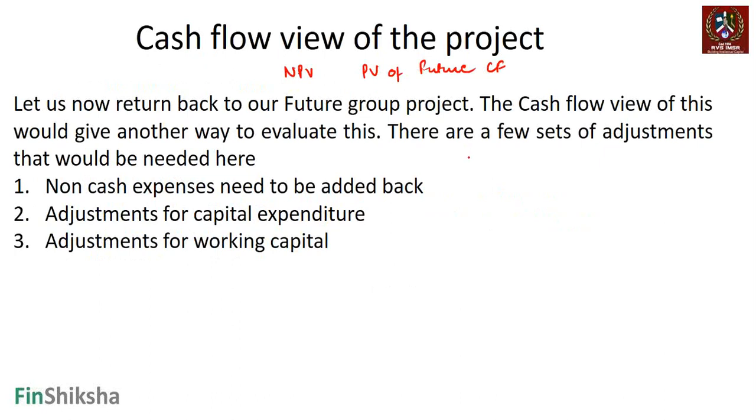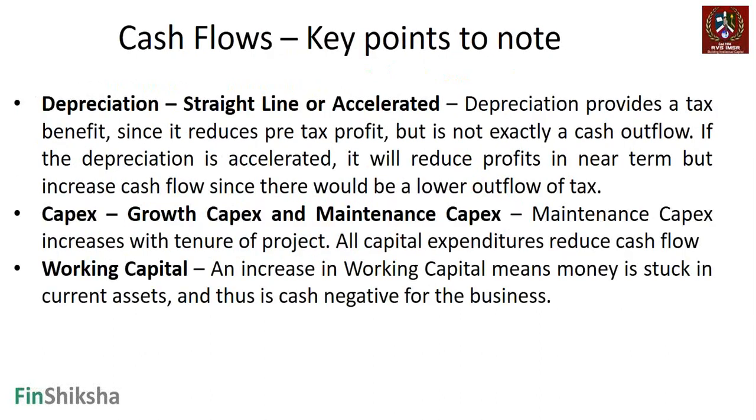There are a few sets of changes or adjustments that we need to make there. From an accounting adjustments point of view, we have to add back all the non-cash expenses that we have already accounted for. We have to make adjustments for capital expenditure, and we have to make adjustments for the working capital that comes in, right? These are three of the key adjustments that need to be done. Now, there are some key points that we have to note and talk about.